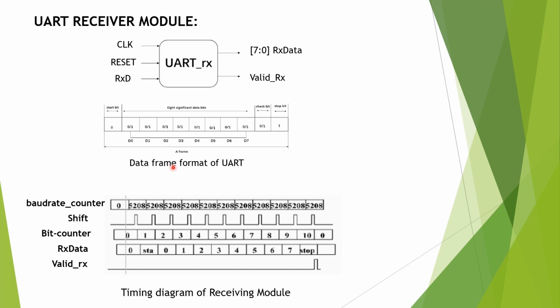After that, we will see the timing diagram of the receiving module. Basically, in the timing diagram, I have shown the baud rate counter, shift, bit counter, RX data, and valid RX. Here the baud rate counter is mentioning 5208, and where does it come from? It has some calculation part. Next, we will thoroughly analyze this timing diagram and the working of the receiver module.